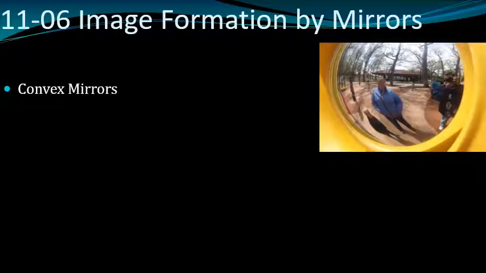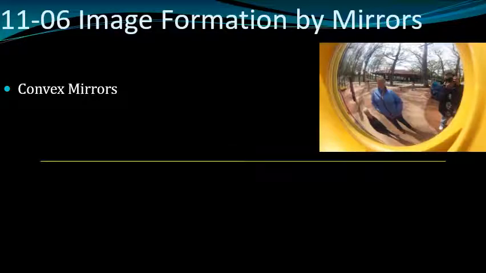A convex mirror. You can see what it really looks like in the picture. Took the picture on a playground. Alright, this time the center of curvature is back behind the mirror, so it's the focal point. The object is there.